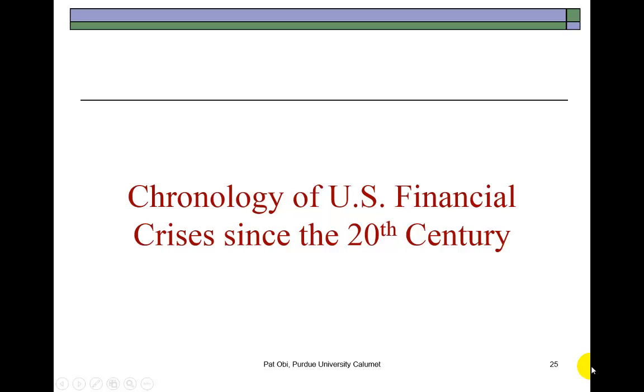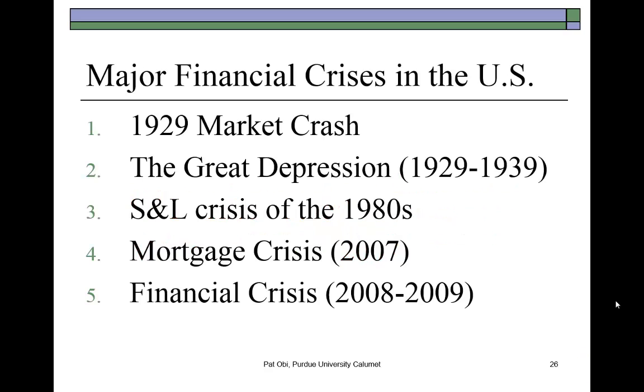This part of the presentation on financial crisis gives a chronology of U.S. financial crises since the outset of the 20th century, and this is a summary of the five major crises: the 1929 market crash, the Great Depression that followed it, the S&L crisis of the early 1980s, the mortgage crisis of 2007, and the financial crisis in the wake of it that began in 2008 and actually continued really into 2010.